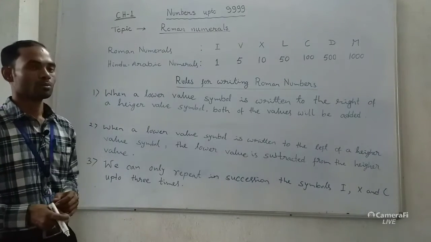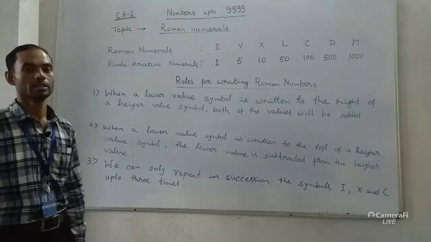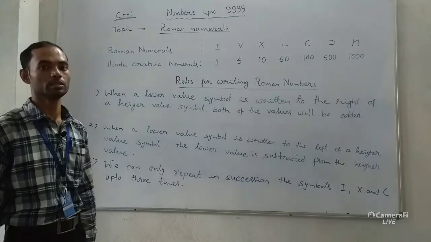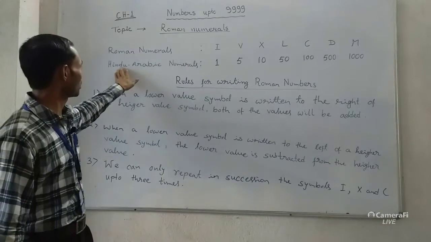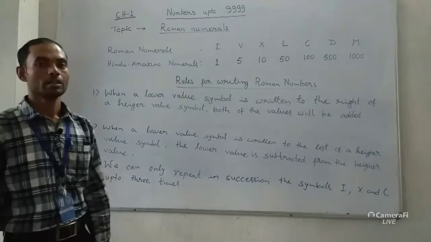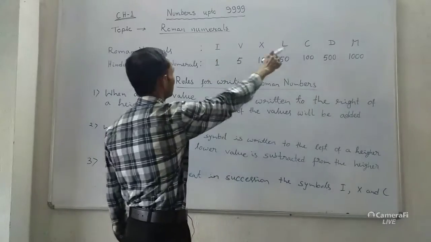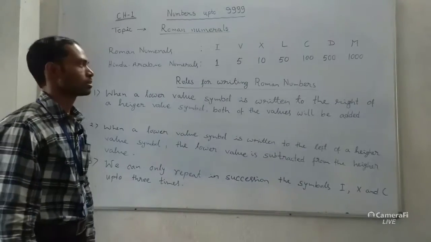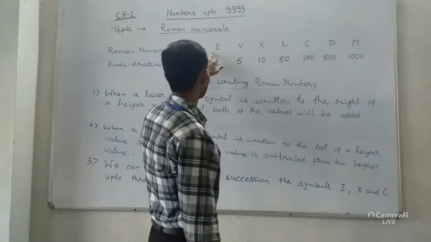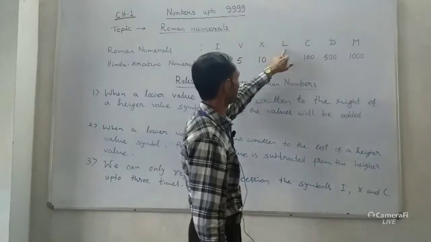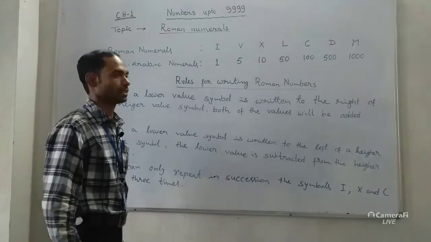So what is the relation between these numbers represented by digits and the symbols we will use? The numbers represented by the digits are called Hindu-Arabic numerals, and we use some different symbols for Roman numerals. So there is a relation between these two. The symbols used in Roman numerals are I, V, X, L, C, D and M. These are English alphabet letters.